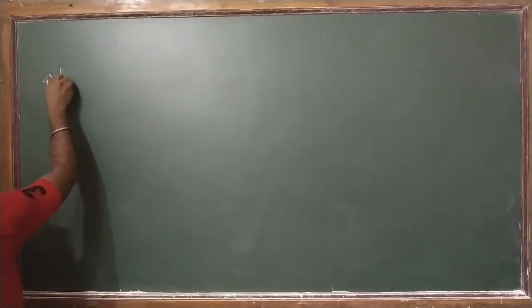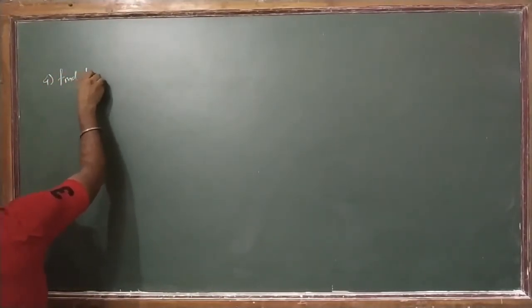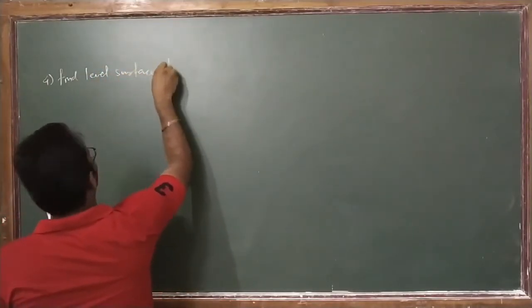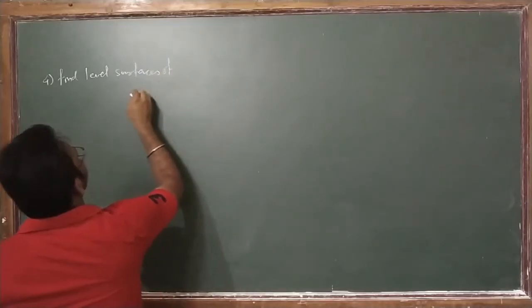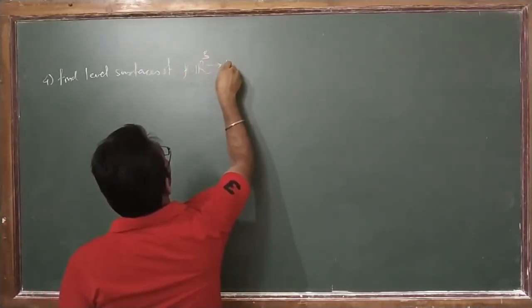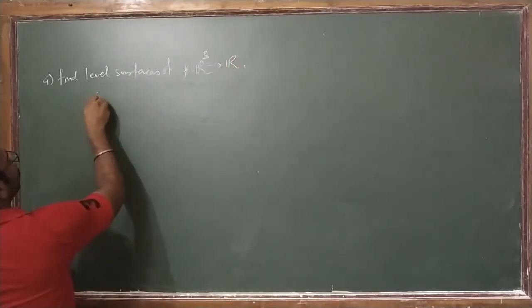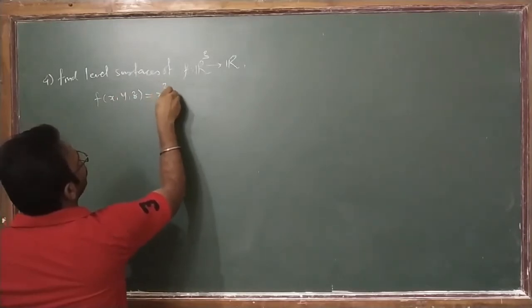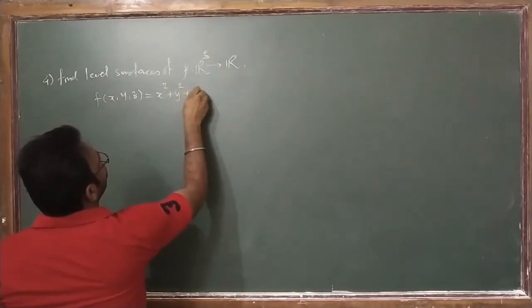Find level surfaces of function f from R3 to R given by f of x, y, z equal to x square plus y square plus z square.